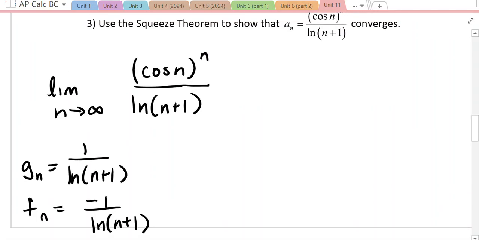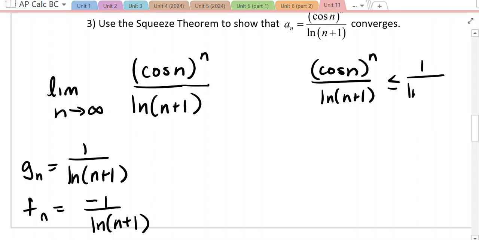That's because cosine of n to the n over ln of n plus 1 has to be between these. Again, the biggest it could be and the smallest.